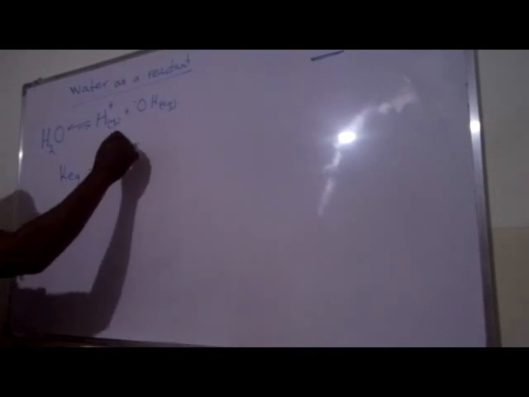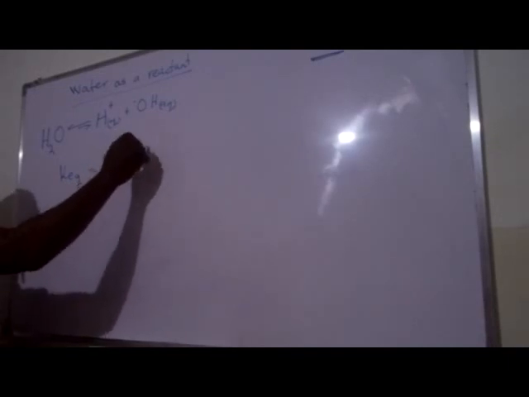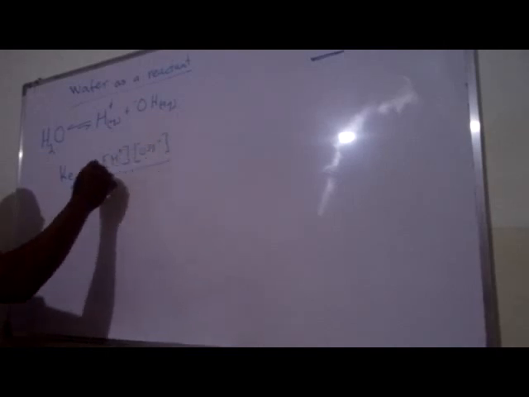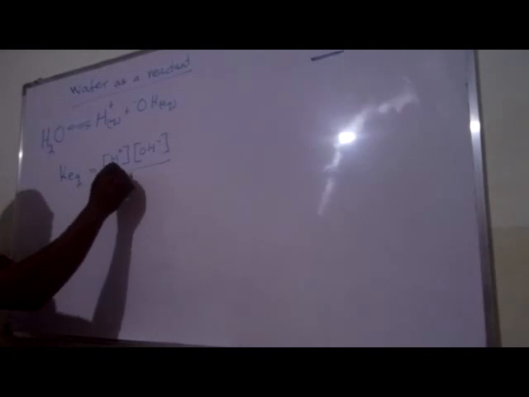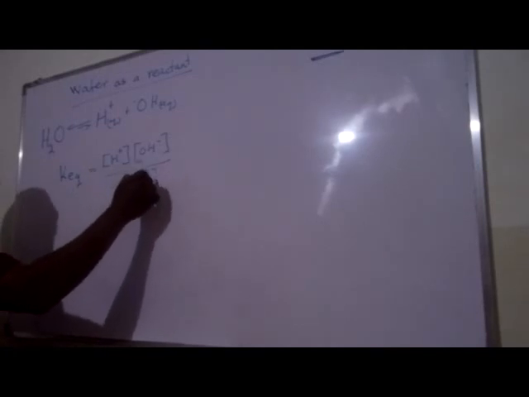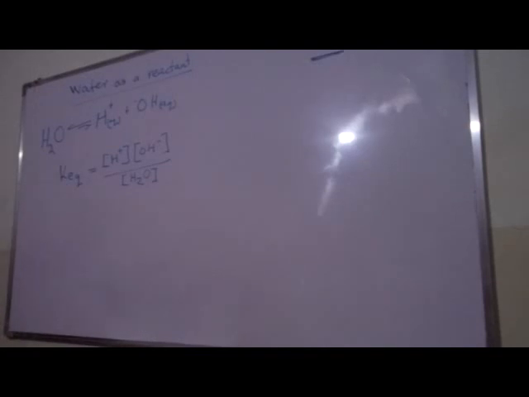So if you calculated the equilibrium constant of this reaction, we know that the equilibrium constant is calculated by multiplying the concentration of the products. The products are the concentration of hydrogen ions and the concentration of hydroxide ions, divided by the concentration of the reactants. In this case, the reactant is water, so the concentration of water. That gives you the equilibrium constant of this reaction.